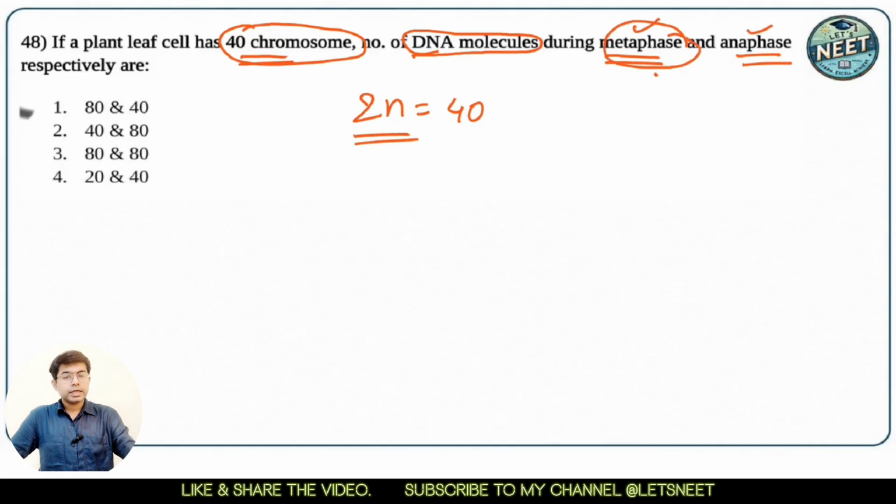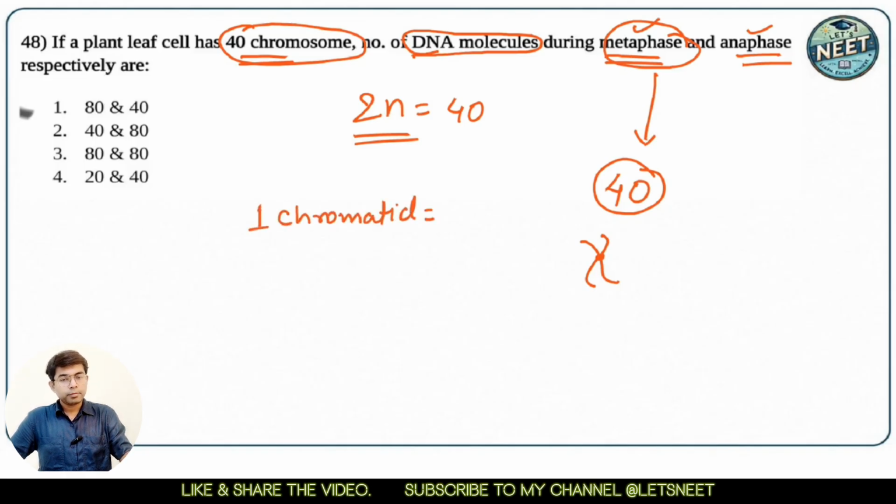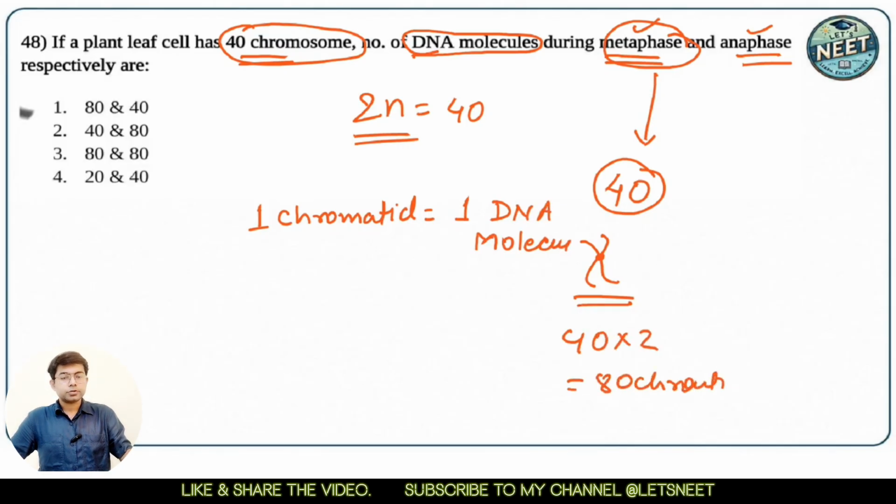So during metaphase, it will have 40 chromosome. Now, if it has 40 chromosome, so each chromosome has 2 chromatid, right? Each chromosome has 2 chromatid, and we know that 1 chromatid is equals to 1 DNA molecule. In the beginning, we have seen, right? So here how many chromatid? So each chromosome has 2, so 40 into 2, that is 80 chromatids, right? So 80 chromatids, so here there will be 80 DNA molecule. So in metaphase there is 80 DNA molecule.